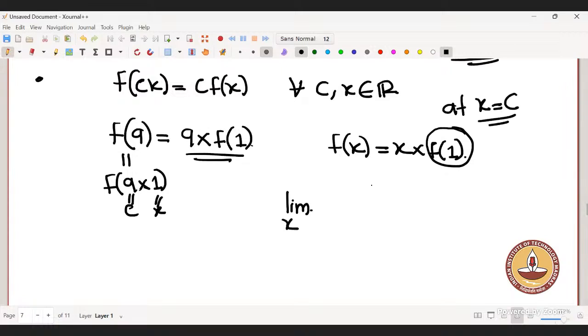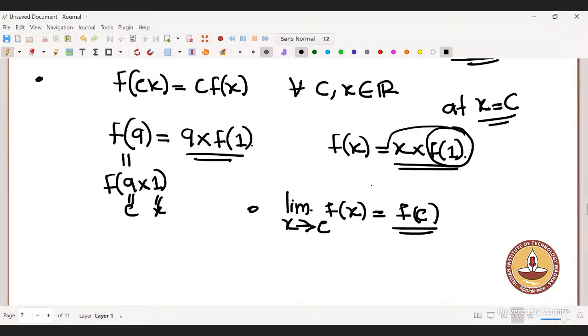You basically need to show that as x tends to c, f of x is what? It's f of c, right? Now you can replace this f of x by this quantity, right? Yes. Then you try. It's really easy, right? You can take f of 1 out, then you are basically left with x here. Okay, yes. f of 1 times limit x tends to c of x, right? Yes, sir.